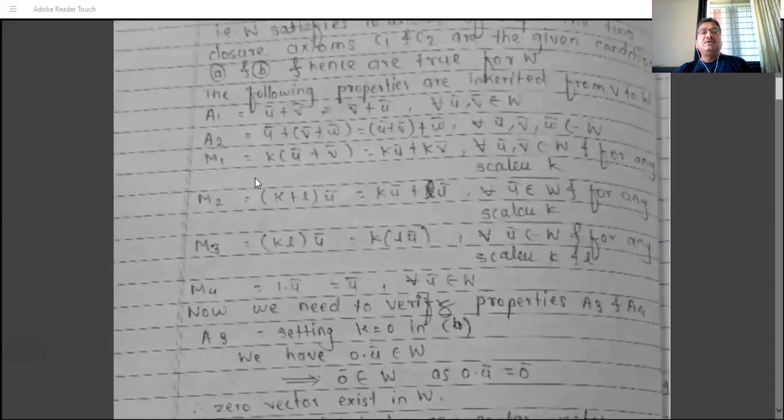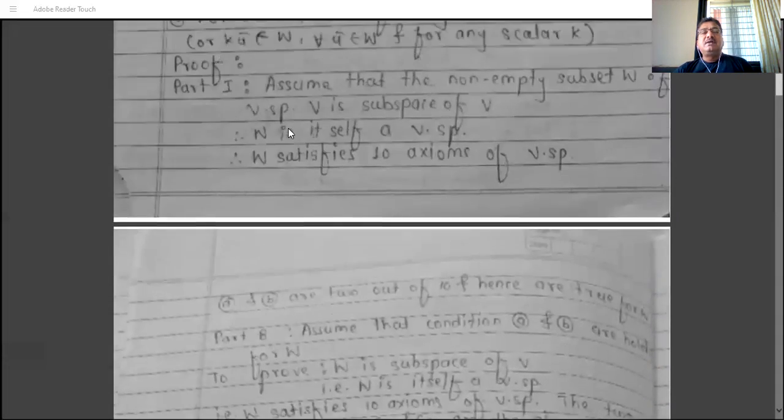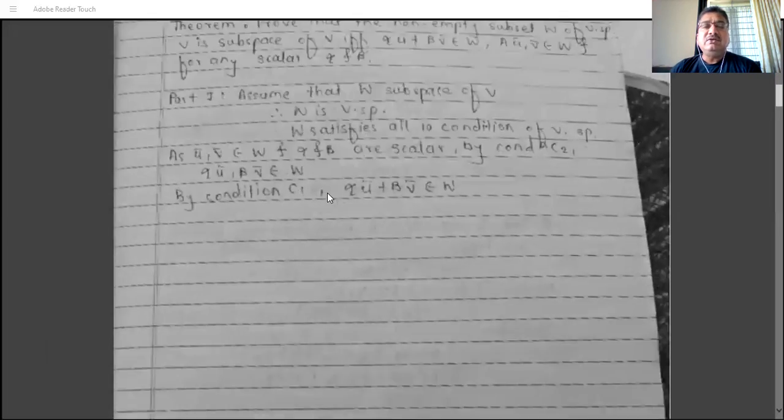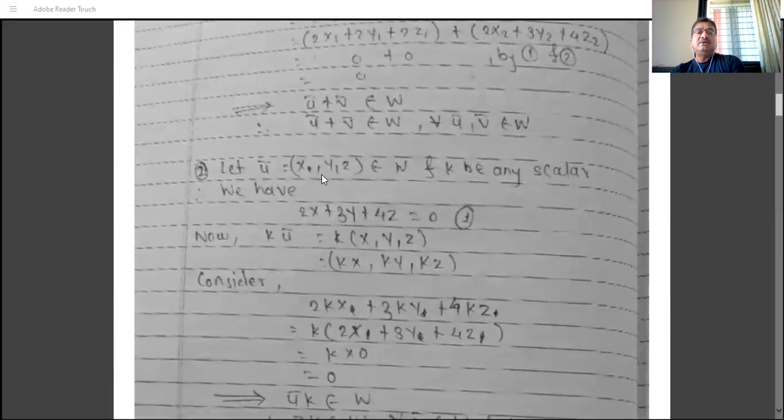What do we have to show? We have to show this condition, that is K U bar belongs to W for all U bar belonging to W and for any scalar K. That is, any element of W and any scalar, its scalar multiplication belongs to W. So let U bar be equal to XYZ, or X1 Y1 Z1, we can take any notation. So suppose U bar is equal to XYZ and belongs to W, and K be any scalar. This U bar is any element of W and K is any scalar.